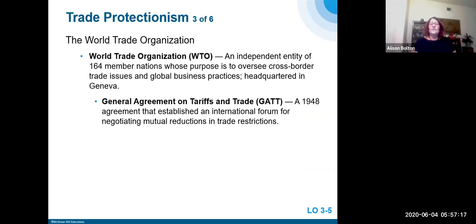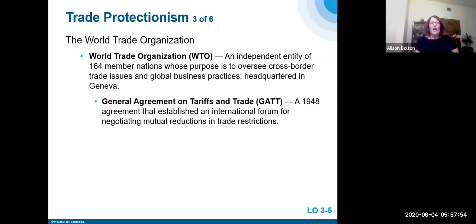World Trade Organization, WTO. It has 164 member nations, and they have a singular purpose. It's to oversee cross-border trade issues and global business practices. So everyone's very well known of this organization in Geneva. They handle all the international activities between these different countries that do work together.